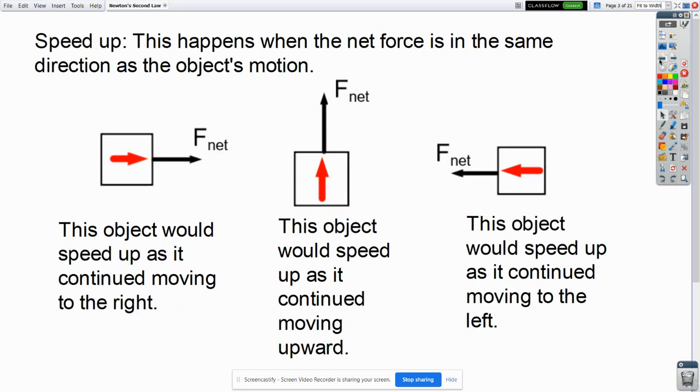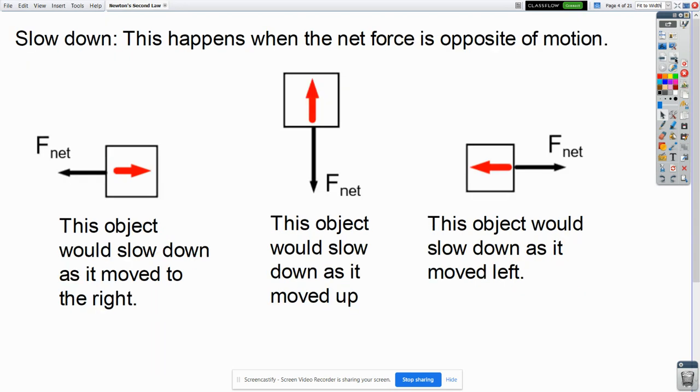So two scenarios so far. If the net force is in the same direction as the object's motion, it will speed up. If the net force is in the opposite direction as the object's motion, it will slow down. There is a third and final option. Again, acceleration is a change in speed and direction. It's change in either one of those or both of those at the same time.